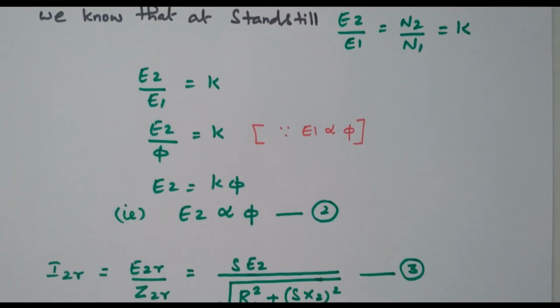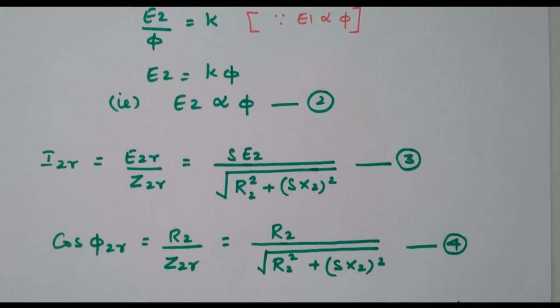Then we will go to the rotor current and rotor power factor. I2R is nothing but E2R divided by Z2R, EMF divided by the impedance. This E2R is nothing but S into E2, and Z2R is the square root of R2 square plus S into X2 square, where R2 is the rotor resistance and X2 the reactance. This formula is already available. So E2R is S into E2. This S is nothing but the slip of the induction motor. Take this as equation number 3.